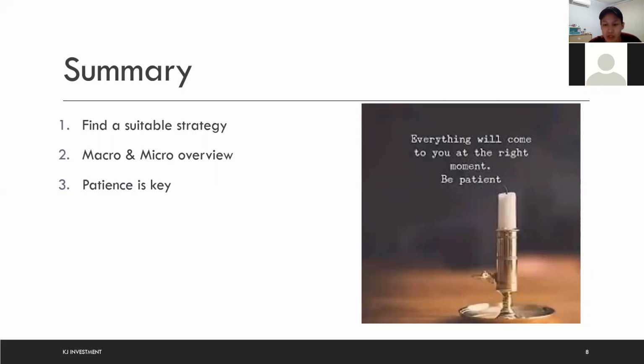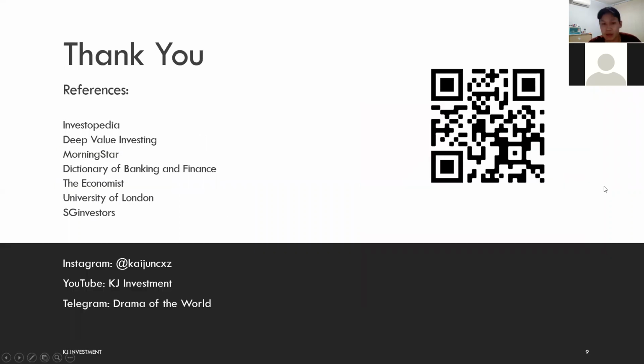Other than that, there are two other things that I want you to take away at the end of this concluding session: the importance of understanding the economy, as well as that patience is key. Don't have to rush in or have the fear of missing out. Sometimes it's good to invest logically rather than emotionally.